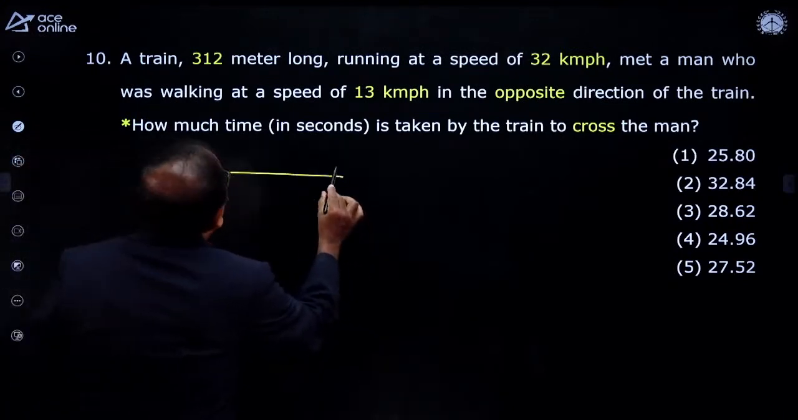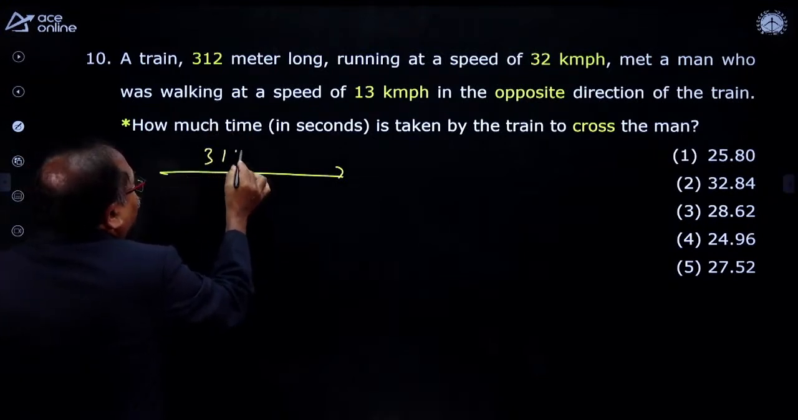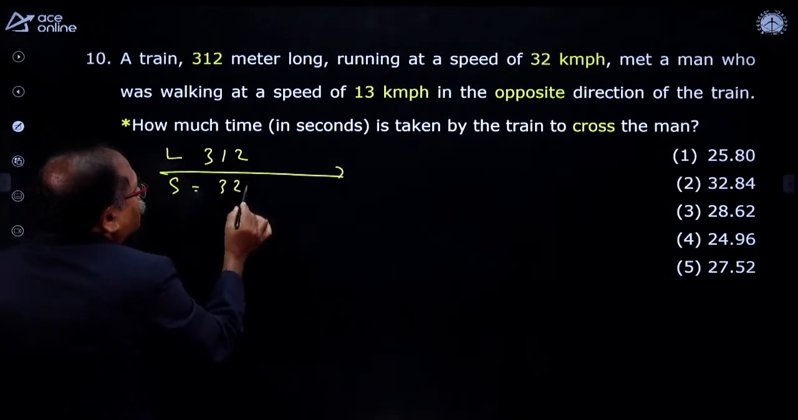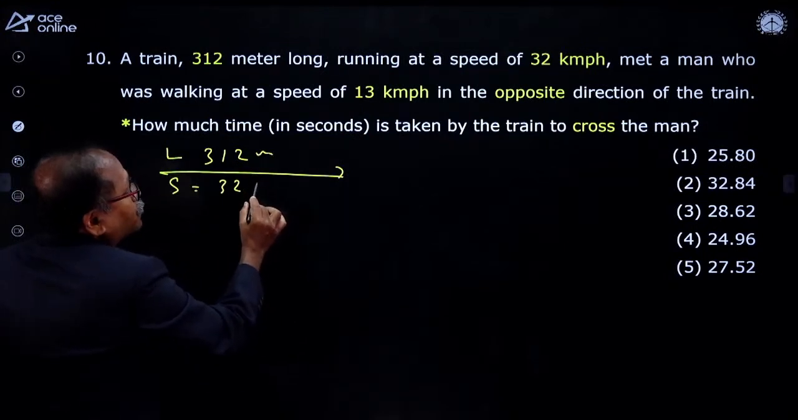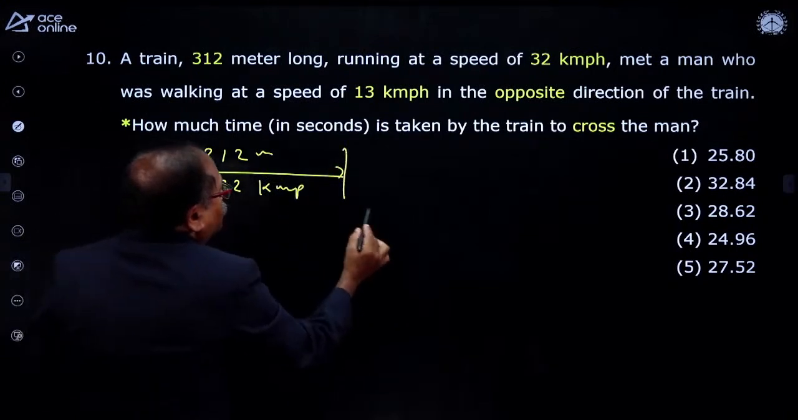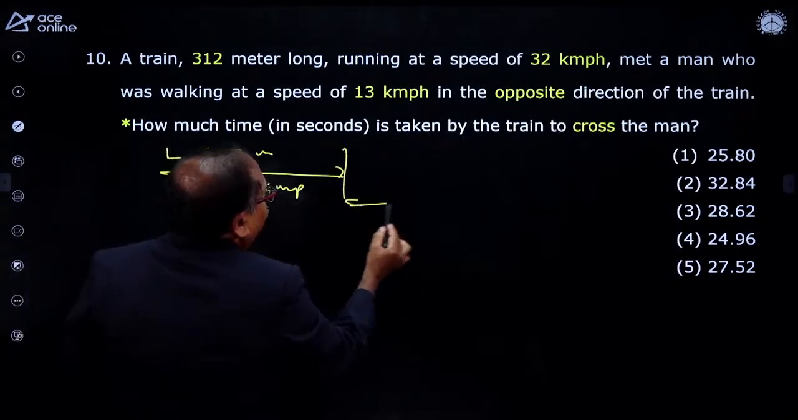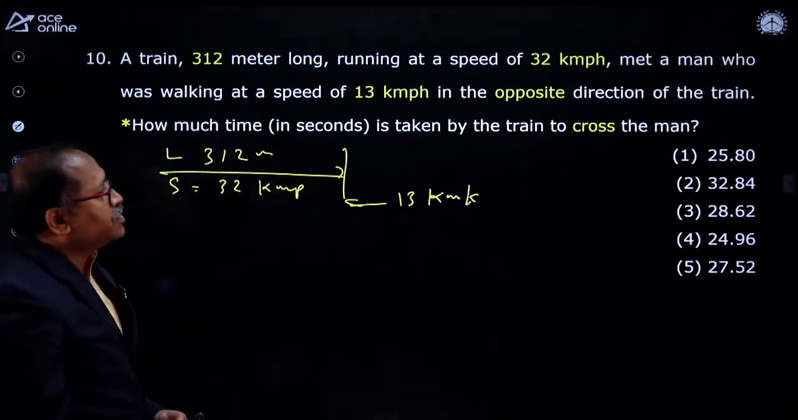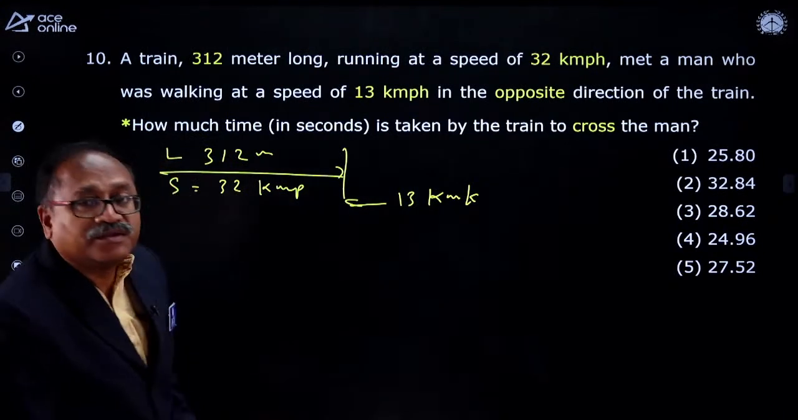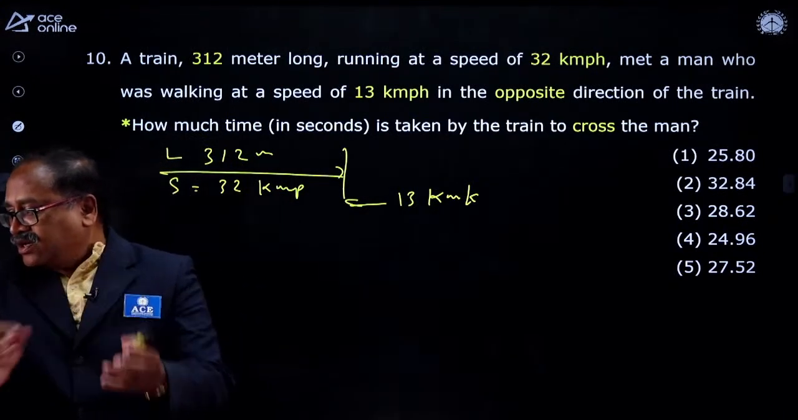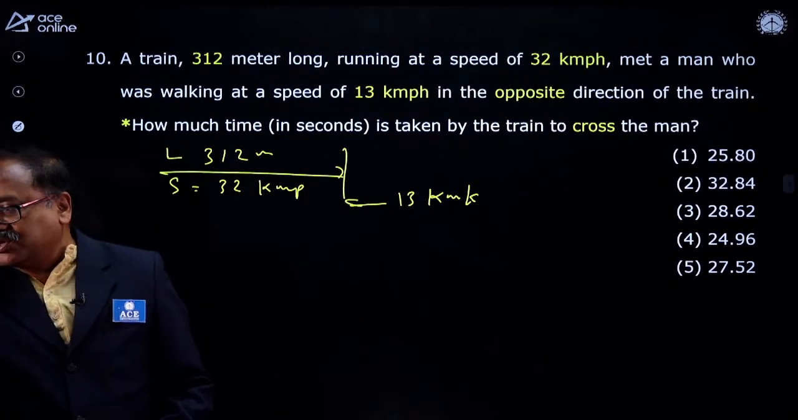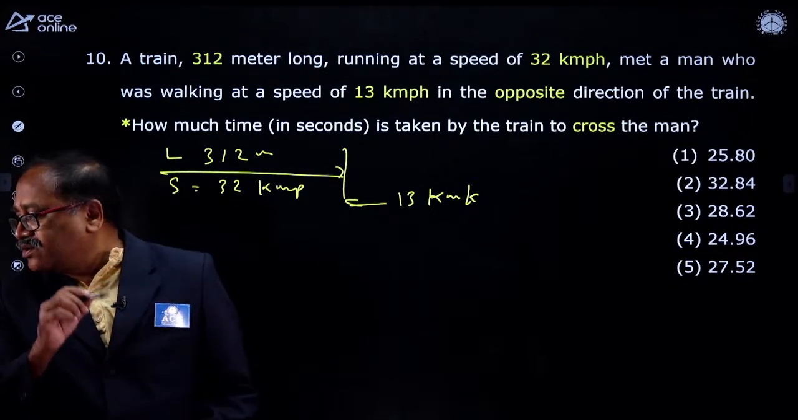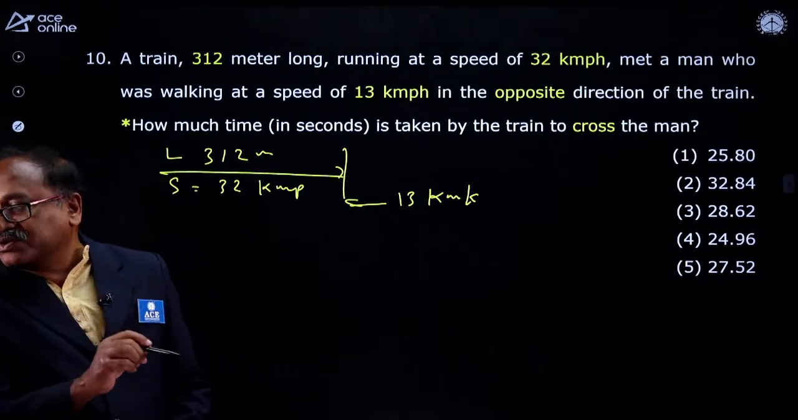The length of the train is already given to us, 312 meters, and the speed is 32 km per hour. Crossing a man running from the opposite direction, and we know the speed is 13 km per hour. How much time will it take to cross? Answer it, sir. I know Appal Naidu sir will definitely answer the question. So will Pavan. Krishna, come on, answer the question.